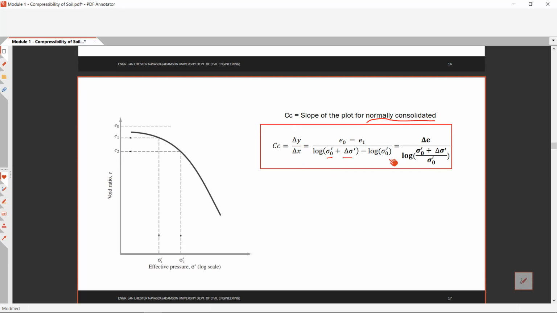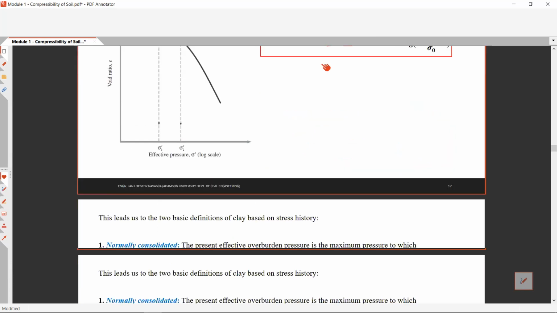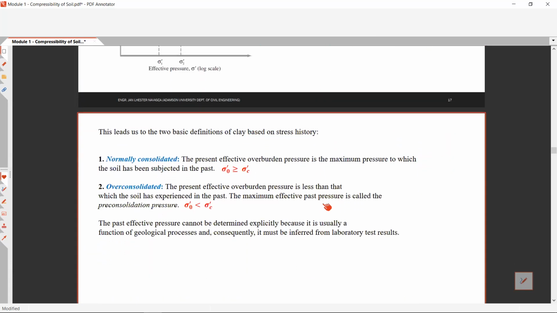Minus the log of overburden pressure is equal to delta E over log of the effective stress, or the overburden pressure, plus delta sigma, or the induced pressure at the ground surface, over the overburden pressure. So that is the compression index. This will tell us the change between the void ratio for normally consolidated soils.